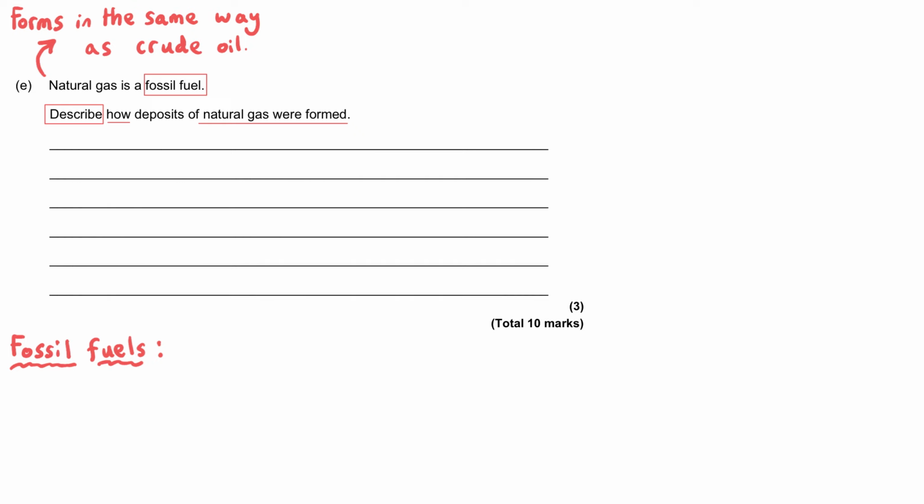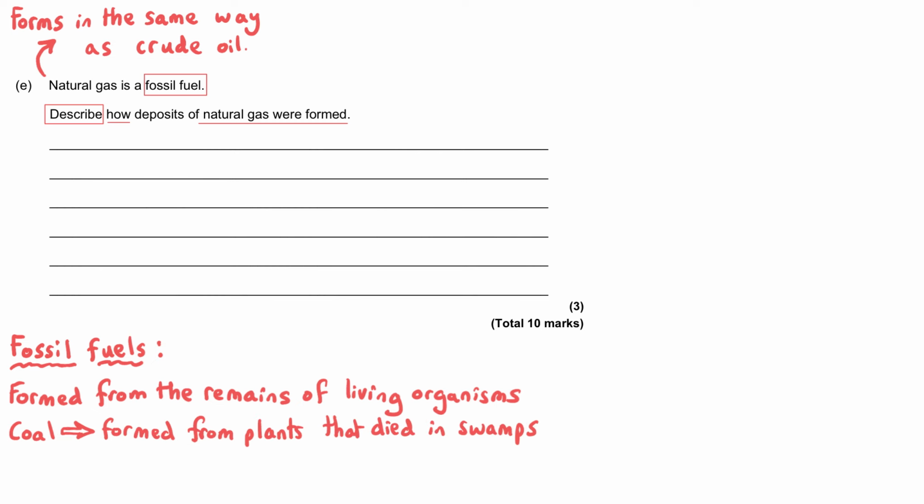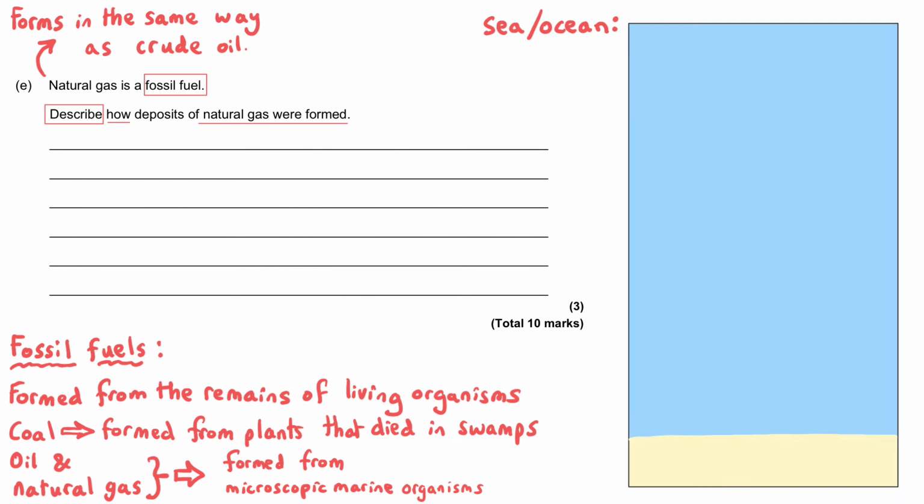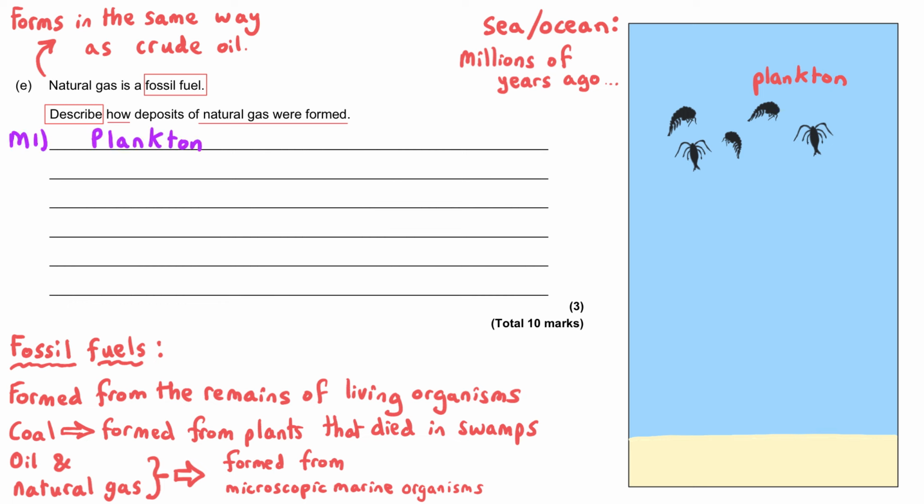Now, as the name suggests, they are fossil fuels, which means they are formed from the remains of living organisms that have decayed in a way that is non-standard. Now, unlike coal, which is formed from the remains of plants, typically in swamps, oil and also natural gas are formed from the remains of marine organisms. And so that's the angle that we need to take for this question. So millions of years ago, plankton, which are tiny microscopic marine organisms, were living in the oceans. You could also say algae for this marking point.